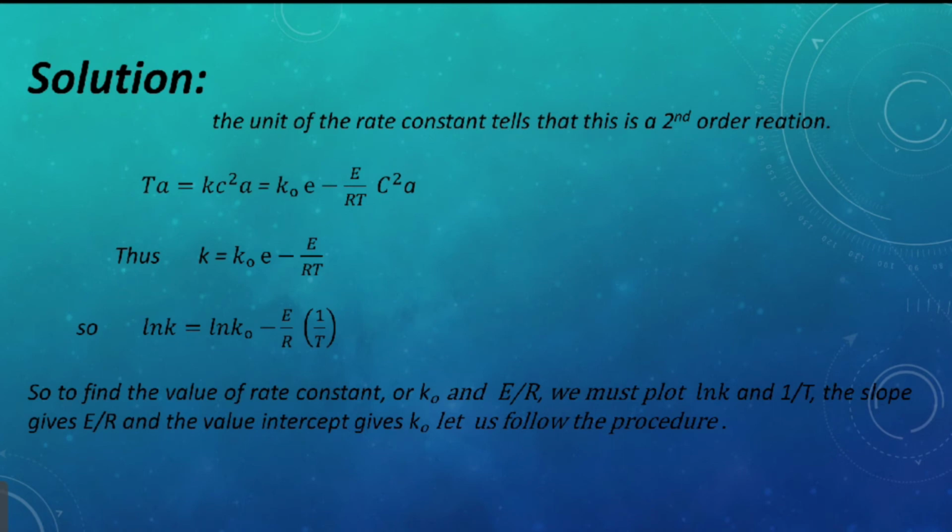So we find the value of the rate constant. We will find the K naught value and E upon R. We must plot ln K against 1 upon T. The slope gives E upon R, and the intercept gives ln K naught. Let's proceed. We will find the constant K in this problem.